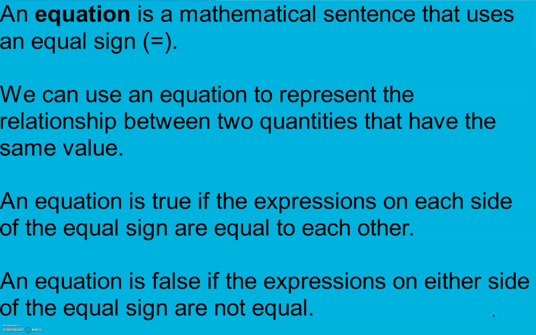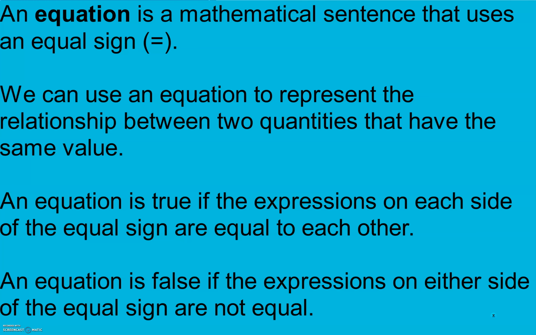An equation is a mathematical sentence that uses an equal sign. We can use an equation to represent the relationship between two quantities that have the same value. On each side of our equal sign is going to be an expression, just like we've been dealing with so far this year. So the difference between an expression and an equation is the equal sign. Expressions are just statements. They don't compare, whereas equations have an equal sign. They tell us one side equals the other.